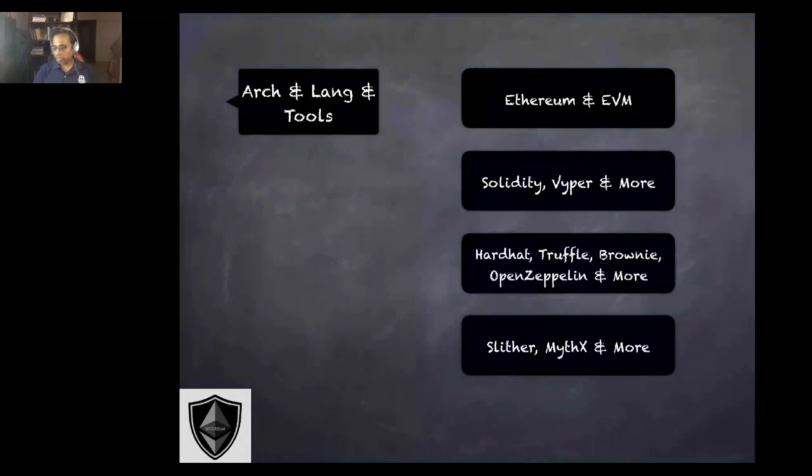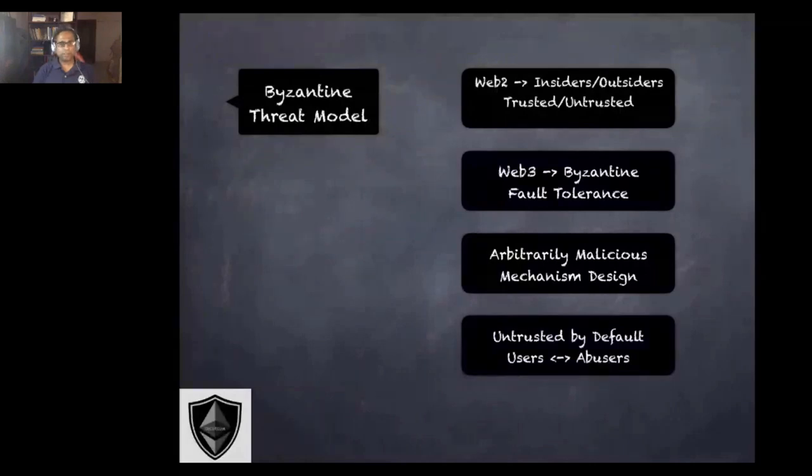Let me fly through the other slides. I think we are coming close to 40 minutes in this talk. The other aspect, you would have heard this, is the concept of Byzantine fault tolerance, right? Or generalizing a threat model.